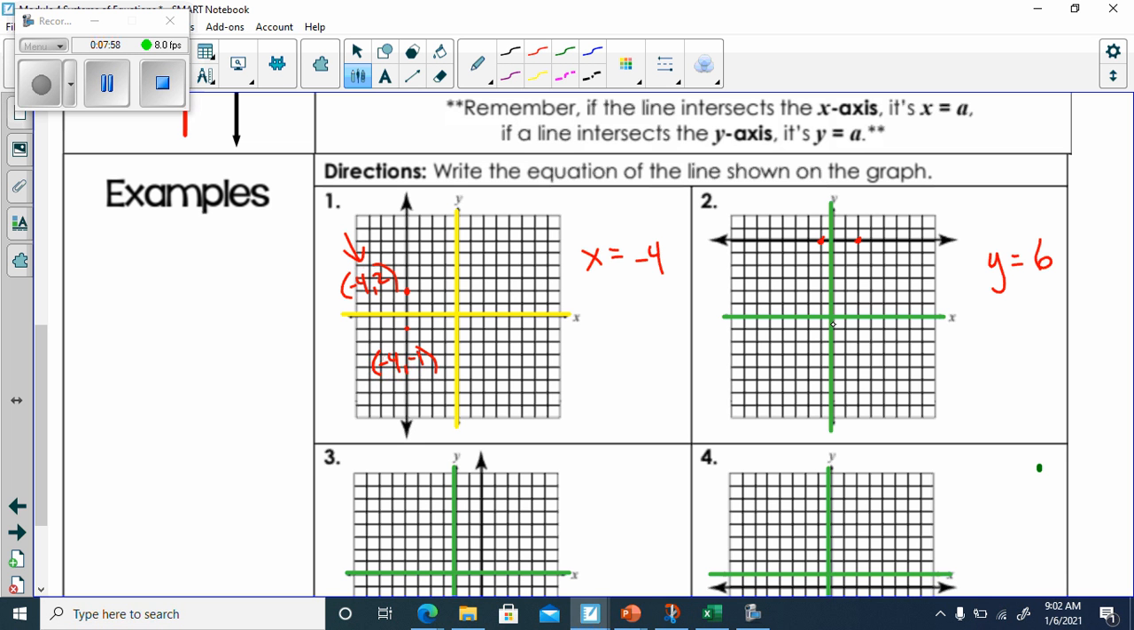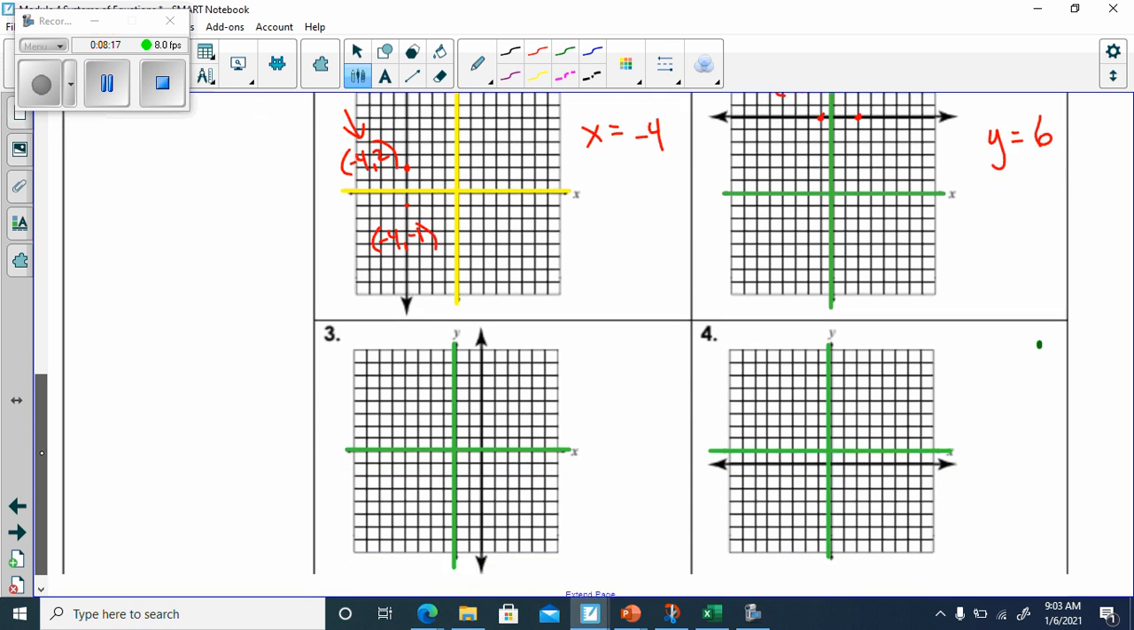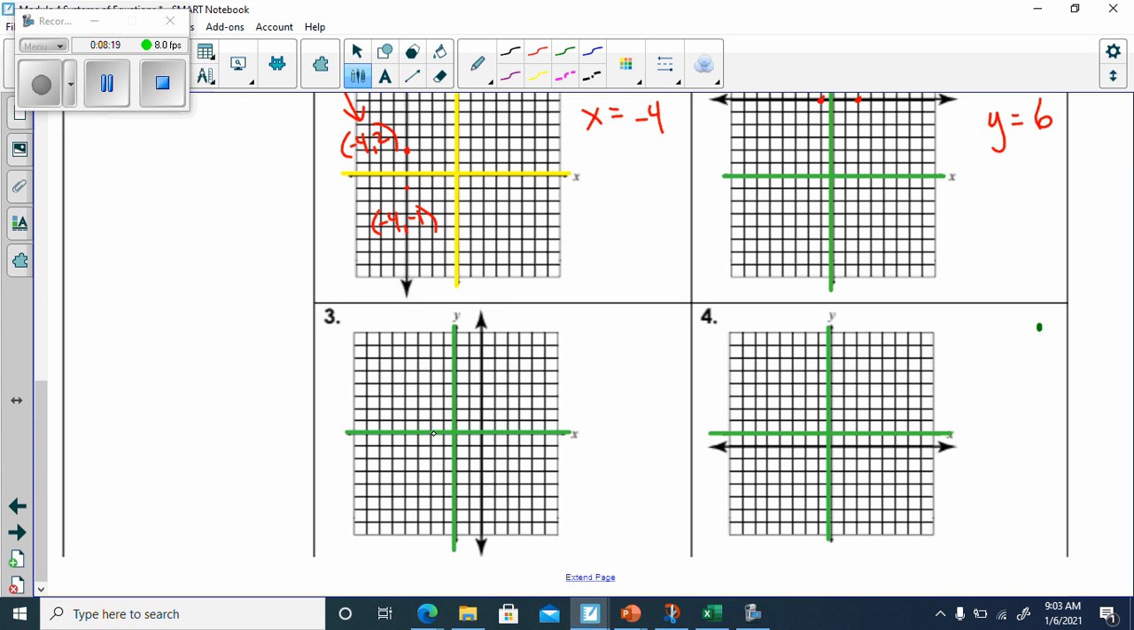This point is at -1, 6. This point is at 2, 6. In both cases, the y is 6, correct? So y is equal to 6. Doesn't matter what the x is, y is going to be 6. Okay, let's try this one.